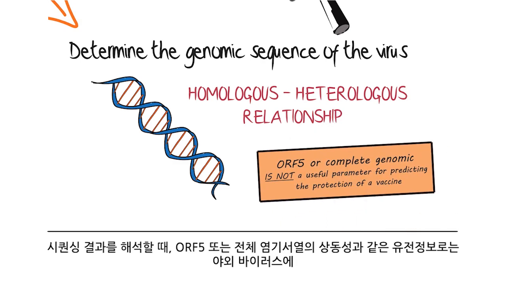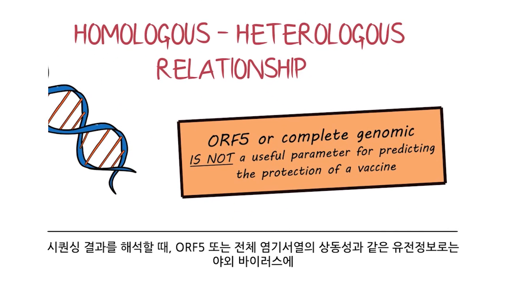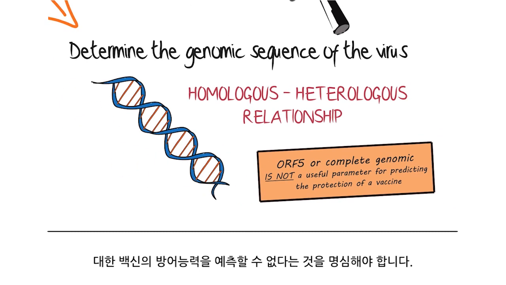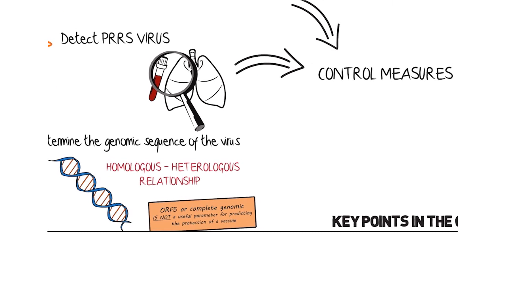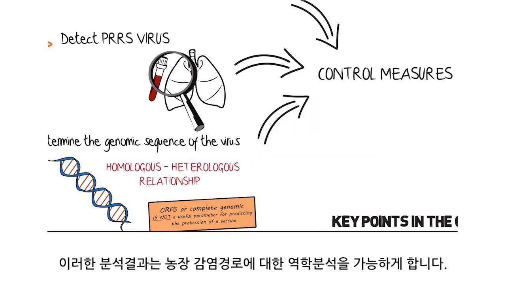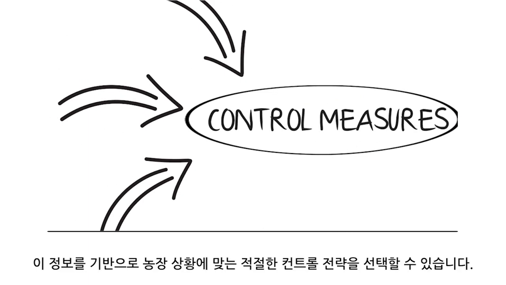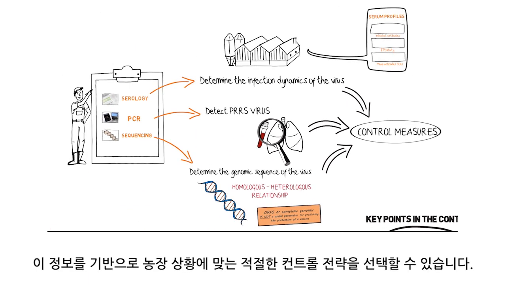It should be taken into account that the degree of similarity of ORF5, or even the complete genomic sequence, is not a useful parameter for predicting the level of cross-protection of a given vaccine strain in front of a specific field strain. Results obtained from these analyses provide information on the epidemiological status of the farm. This will help us to choose the appropriate control measures and intervention strategies in each case.